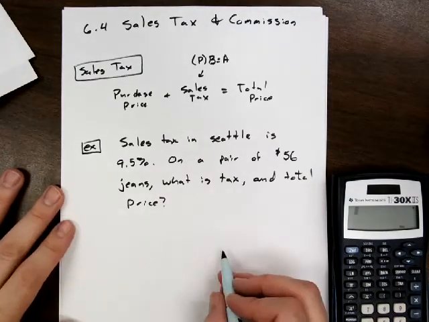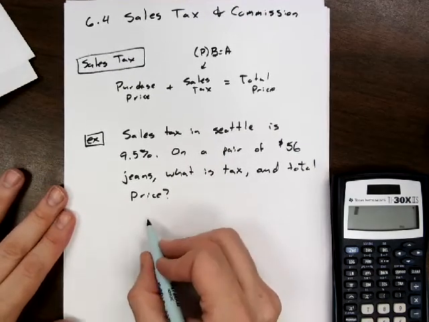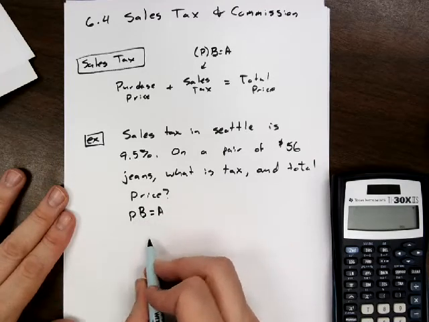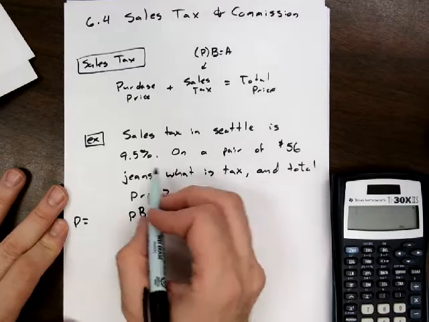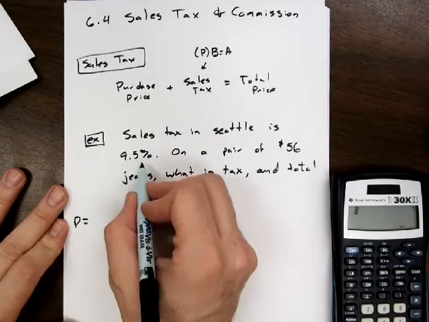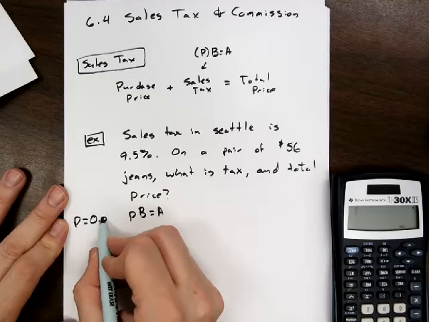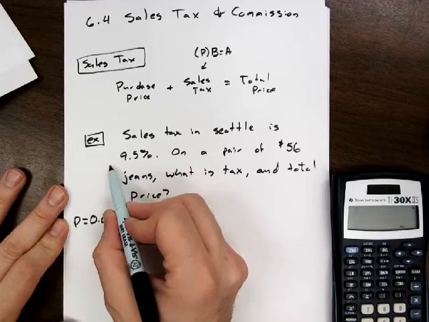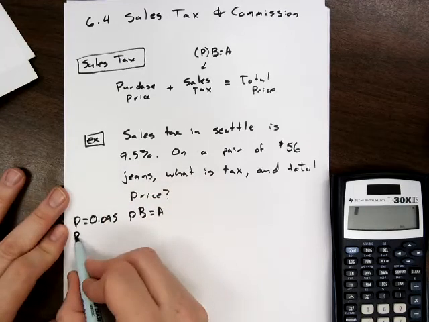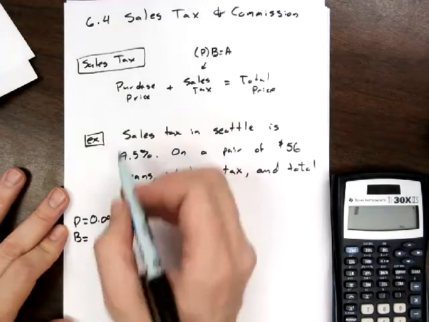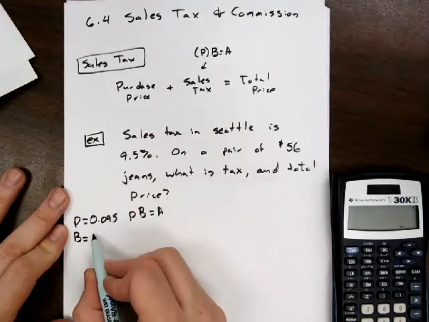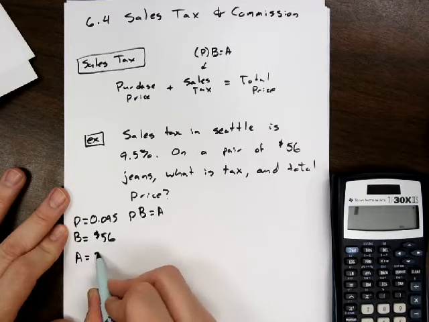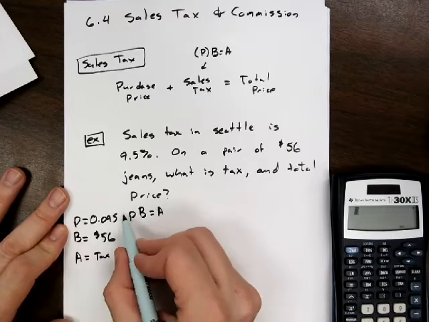Well, again, we've got that percent times our base is equal to our amount. We are told exactly what that percentage is. It's that 9.5%, so this is going to be 0.095. Remember, when we've got something like this, we just move the decimal place over 2. Our base, in this case, is that purchase price, so our purchase price is $56. Our amount is going to be this tax. Well, let's go ahead and plug in and find out.